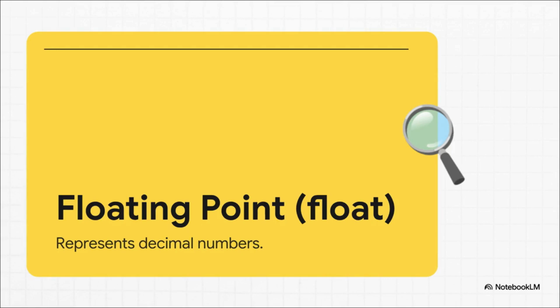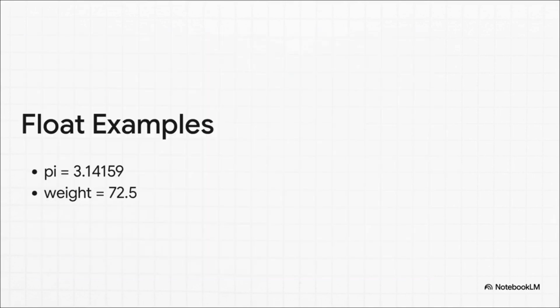Okay, but what about numbers that aren't so whole? What if you need more precision? That is exactly where floating point numbers, or floats, come into play. These are for any number that has a decimal point. Think about a number like pi, or something like a person's weight. If it's got a decimal, chances are it's a float.